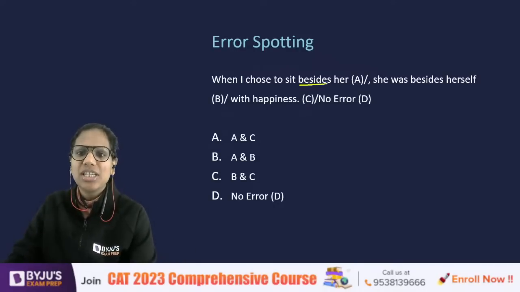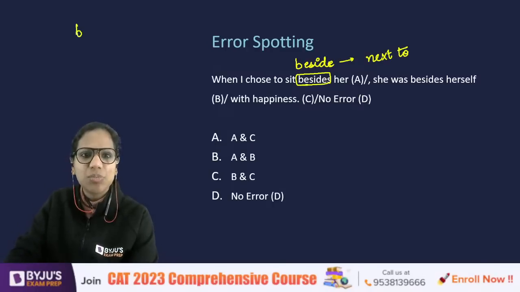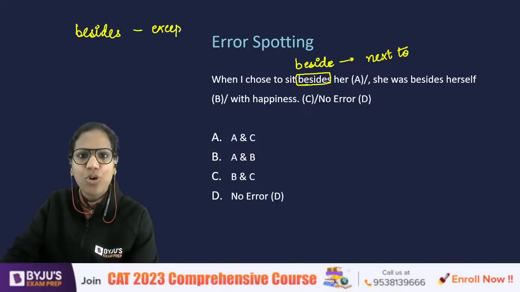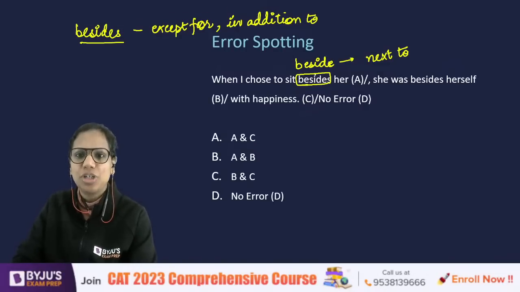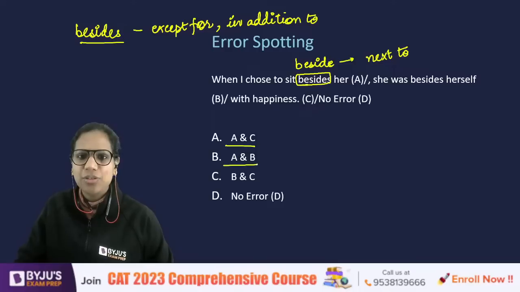When I chose to sit, this should be beside her. The correct preposition that we should use here is beside, because beside means next to, whereas besides means additionally, except for, apart from, right? This is what besides means. So again, both are prepositions, but both mean different things. Beside, next to; besides, except for, or in addition to. Right? So that's why A is definitely erroneous.